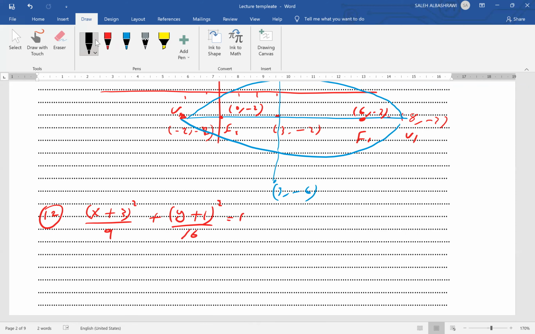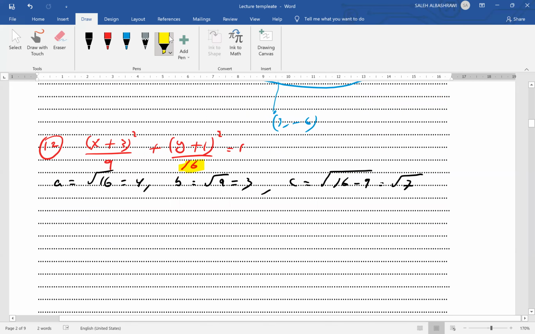So in this example, a equal to square root of 16, which is equal to 4. B equals square root of 9, that will be 3, and C will be square root of 16 minus 9, that will be square root of 7. I have A, B, and C. And since the larger denominator is under the Y, then this is vertical major axis. We have vertical major axis.